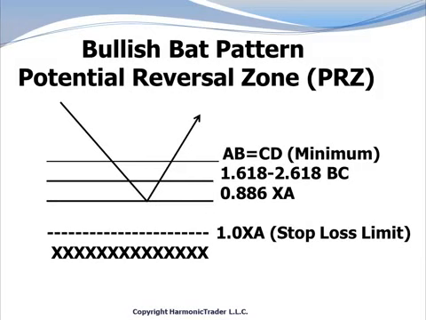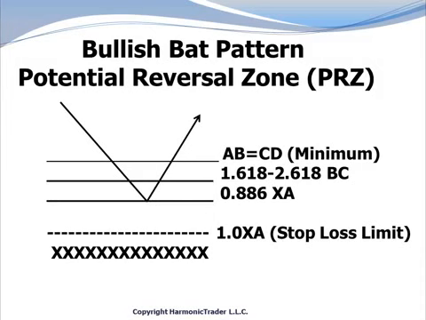The bullish bat potential reversal zone is unique. Because it requires different measurements than the Gartley, typically we employ specific minimums that differentiate this structure versus the Gartley. For example, the ABCD is a minimum, but again, as I said before, can be extended. The BC extension is different from the Gartley in that it must be that 1.618 BC extension, but can be as much as a 2.618. Typically, in the bullish bat, the 0.886 XA retracement will be the lowest number in the potential reversal zone.